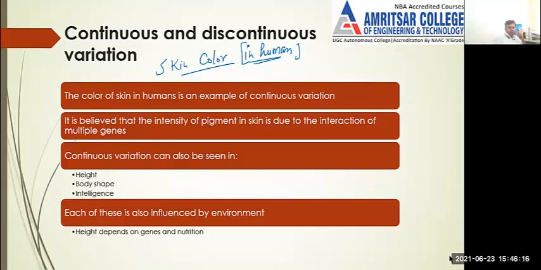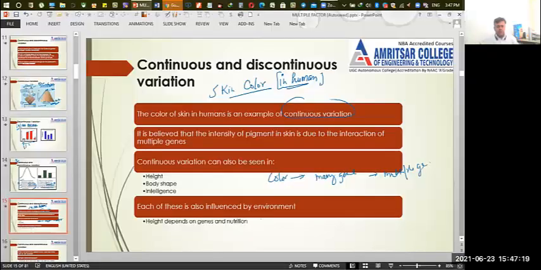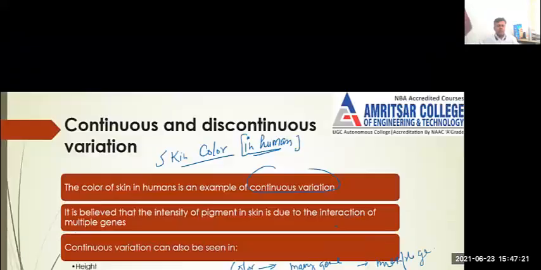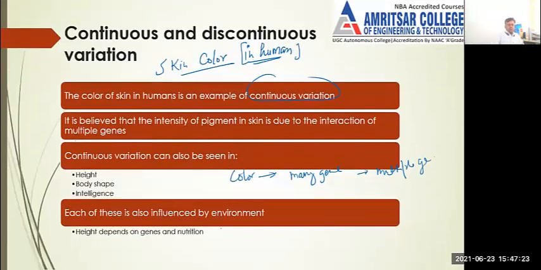Right, beta? So skin color in humans is a good example of continuous variation. And why? Because pigmentation is affected by many genes. Skin color in humans is affected by continuous variation.